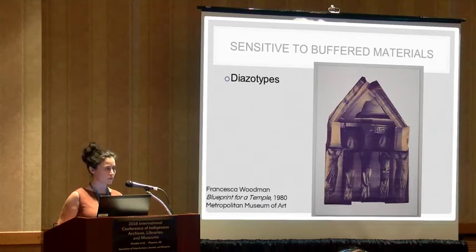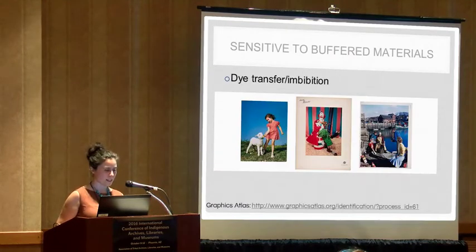Diazotypes, these are what I mentioned before, which were often used for architectural reproductions, but occasionally, as in this instance, for fine art. And dye transfer or dye imbibition, which was a 20th century color process that's mainly used for commercial or fine art photography, not so much for snapshots.